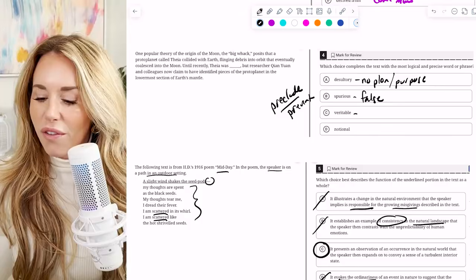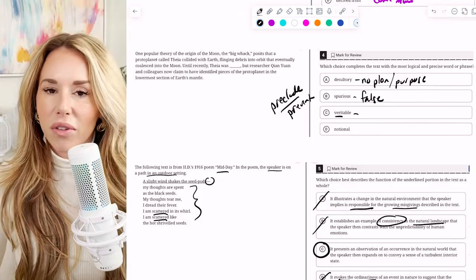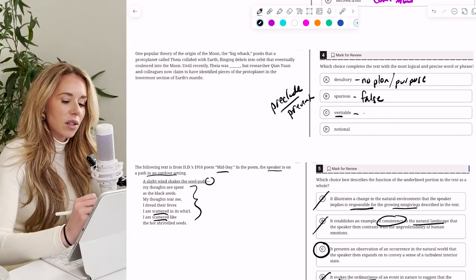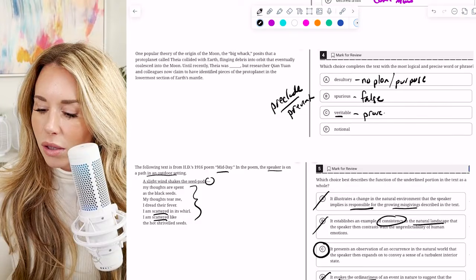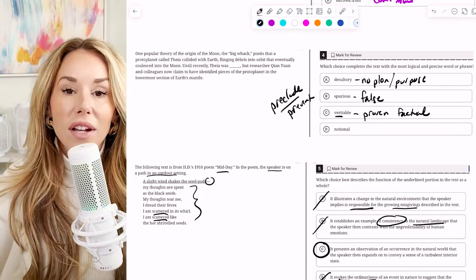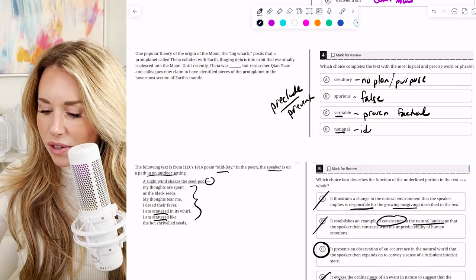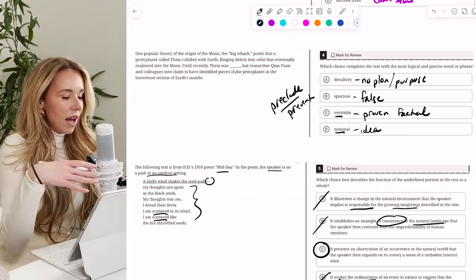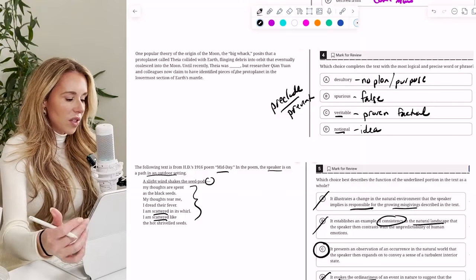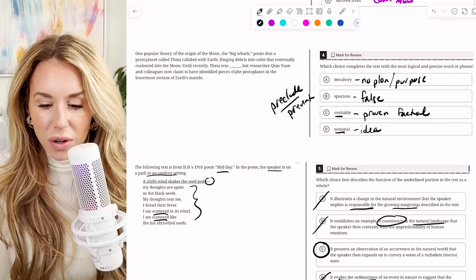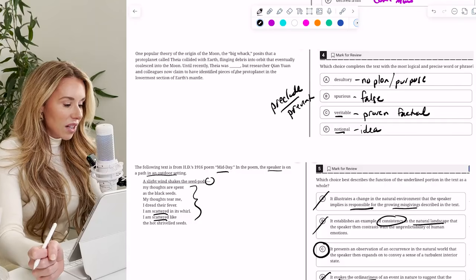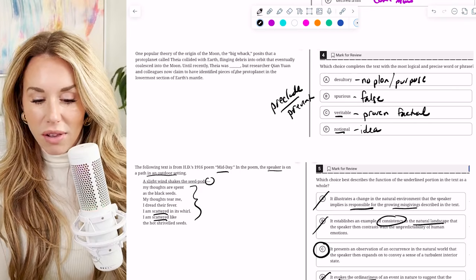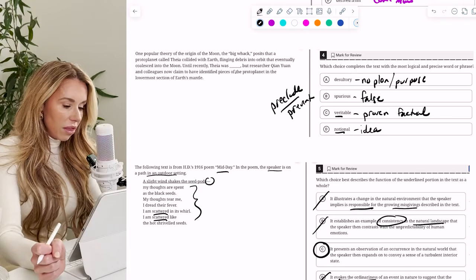So be careful. Veritable, you have like the very, like verify. So it comes from like Latin veritas. So it basically means to prove as fact. So proven factual. And then notional, you see the word notion here. So it's basically still an idea. So let's look through the context of the passage, and try to determine which one's best. One popular theory of the origin of the moon, the Big Whack, posits that a protoplanet called Theia collided with Earth, flinging debris into orbit that eventually coalesced in the moon. Until recently, Theia was blank.